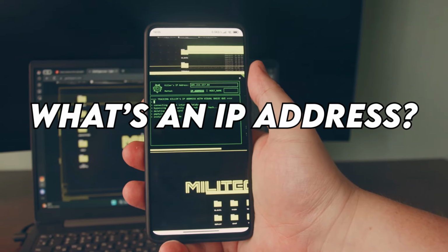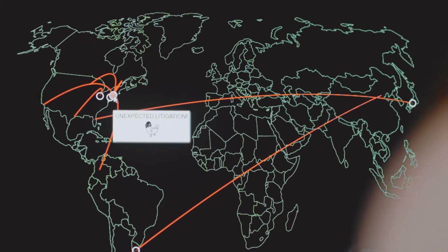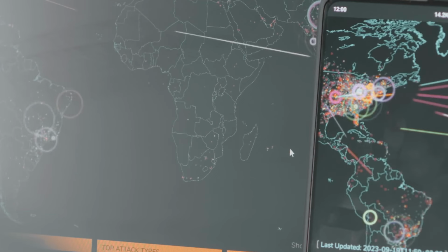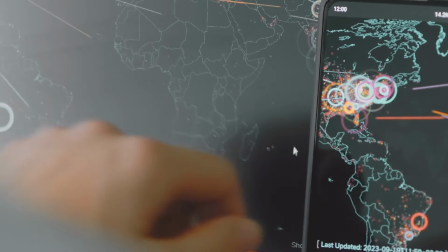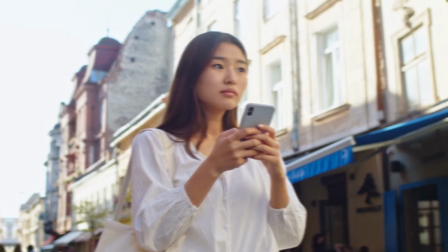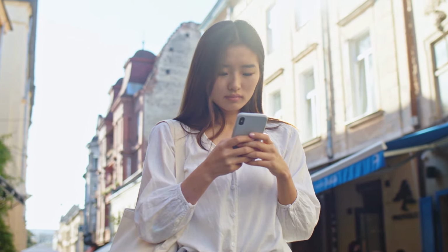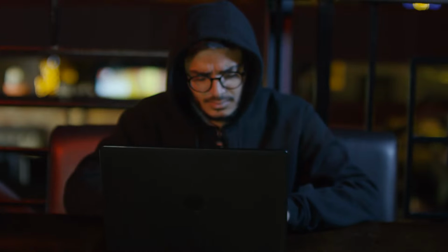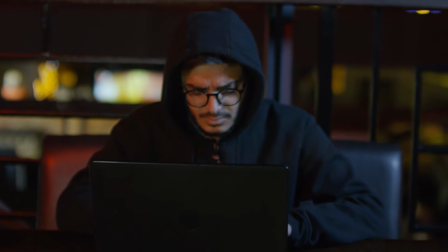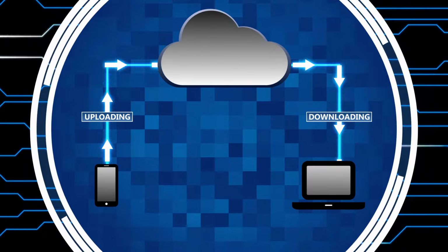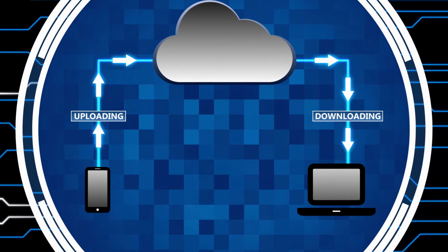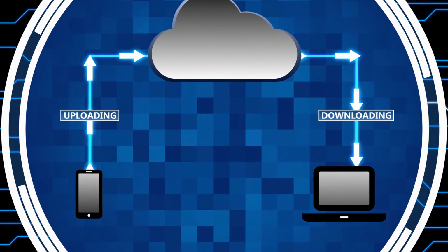What's an IP address? An IP, Internet Protocol, address is like the unique home address for every device connected to the internet. Just as your house has a specific address that allows people to find it, each device, whether it's your computer, phone, or even a smart speaker, has its own IP address. This identifier allows other devices and servers to know where to send the data.